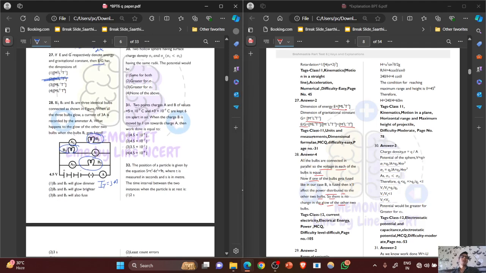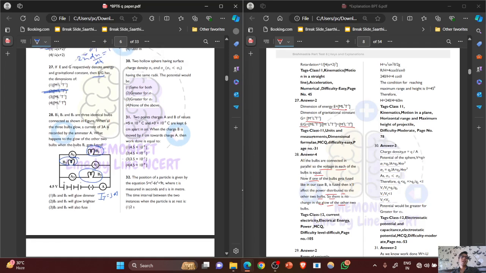If the bulbs were in series, there would be a change in the current distribution. Because the bulbs are identical, the resistance is the same and the potential across them is the same, so the current always remains the same across them. So there will be no change in bulb 2 and bulb 3.